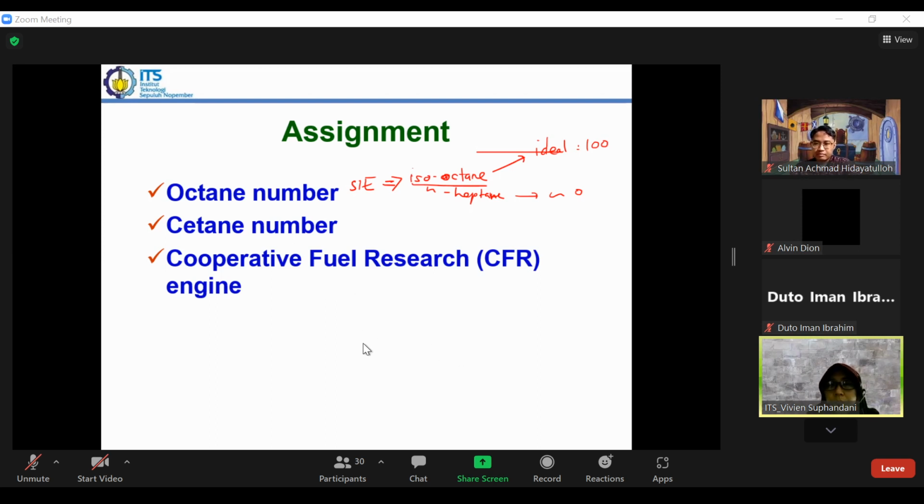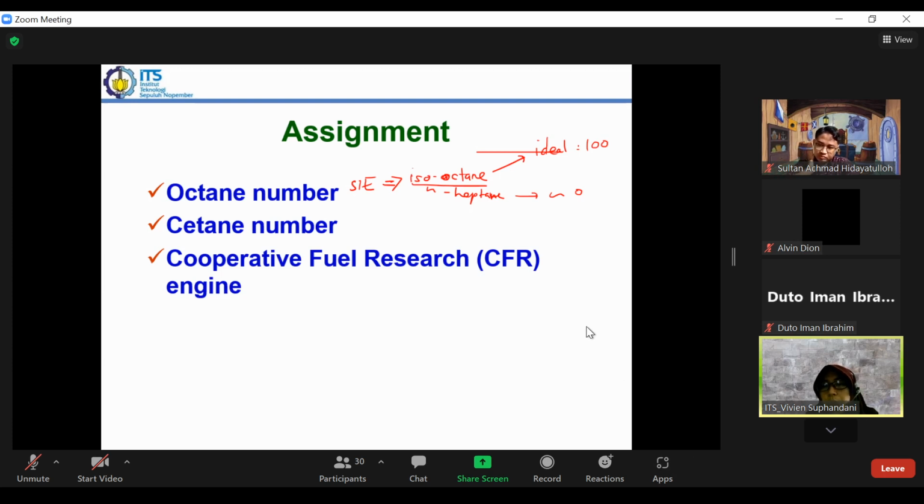It's about when we talk about octane number. This relates to knocking. It relates to knocking, and it depends on the composition inside the fuel. If we have pure isooctane, that will be the ideal case in which we have an octane number of 100. And if we have pure N-heptane, we have an octane number of 0.